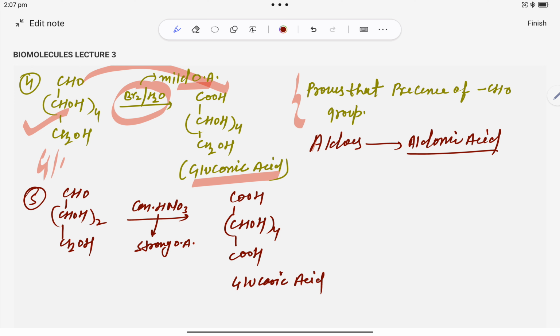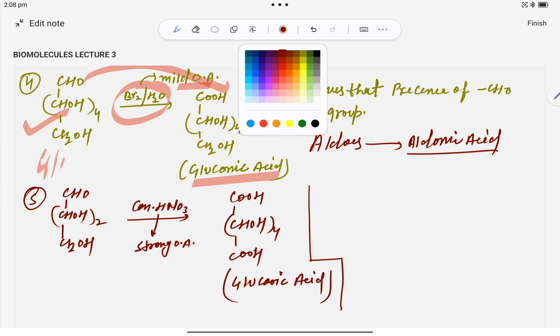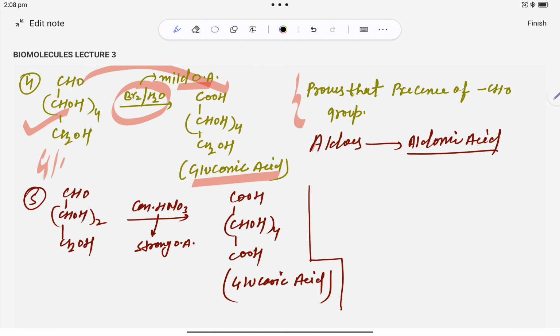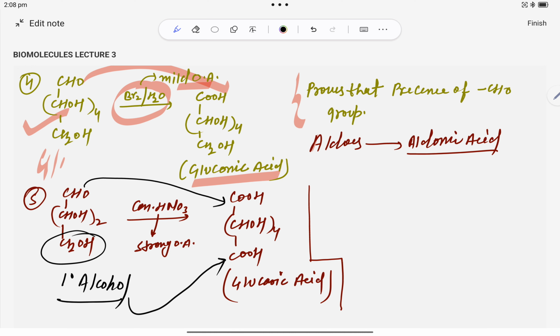It is forming glucaric acid. So if you remember, a strong oxidizing agent converts a 1 degree alcohol into acid. See, here it is a 1 degree alcohol. And this aldehyde will also be converted into carboxylic acid.